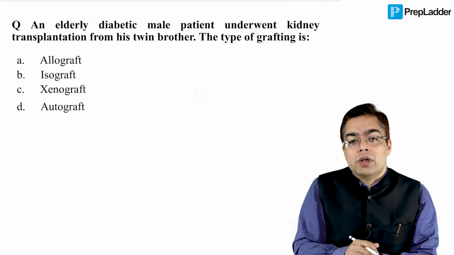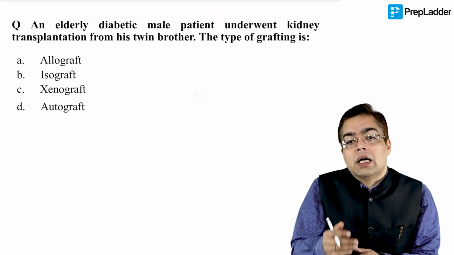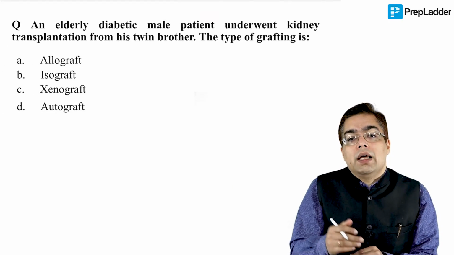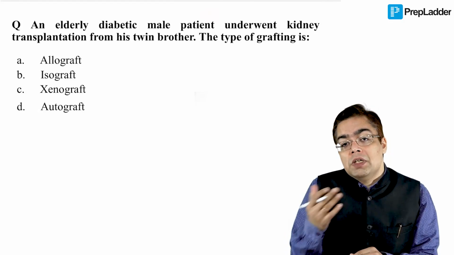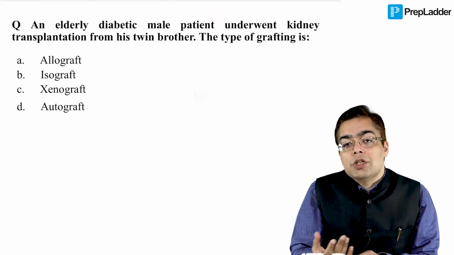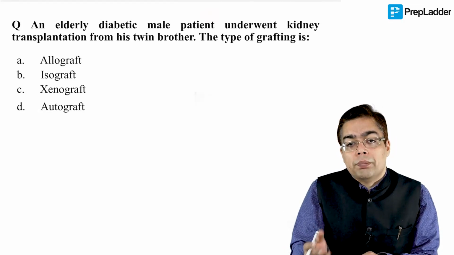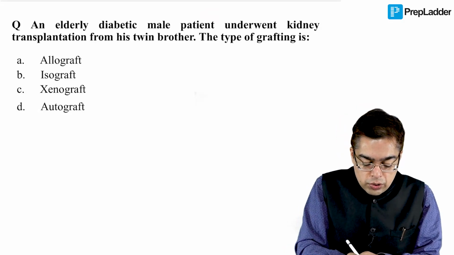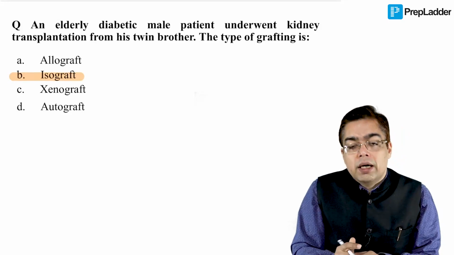Xenograft, undoubtedly most of you understand, is when you are taking the graft from an individual of a different species altogether, something that we do in context of maybe bovine tissue, or at times we take it from pigs. So the answer for this question becomes absolutely easy. That happens to be isograft.